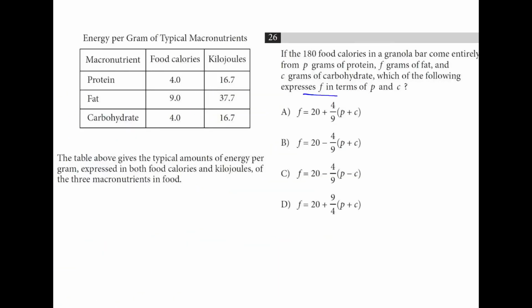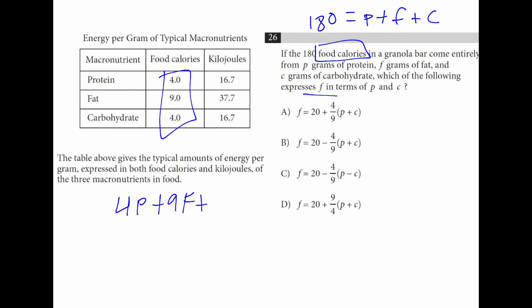So we're solving for F in terms of the other variables. And they say that 180 is equal to P plus F plus C. But there happens to be a ratio, and we're looking for food calories in particular, so we're looking at this one. So 4P plus 9F plus 4C is equal to 180. And we want to solve for F.